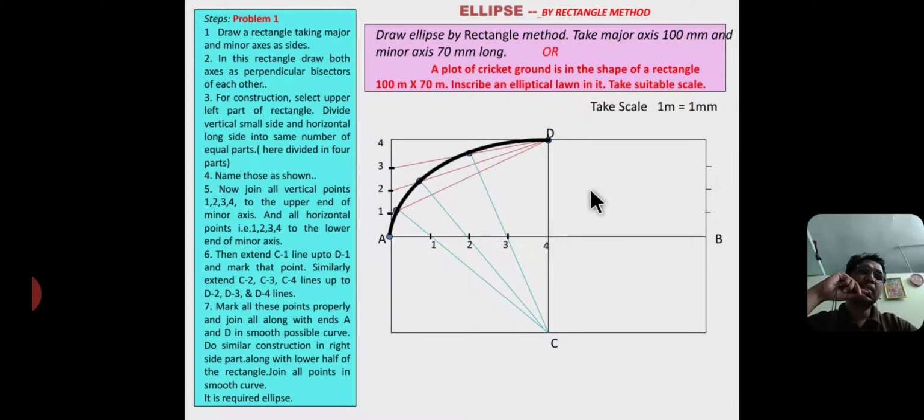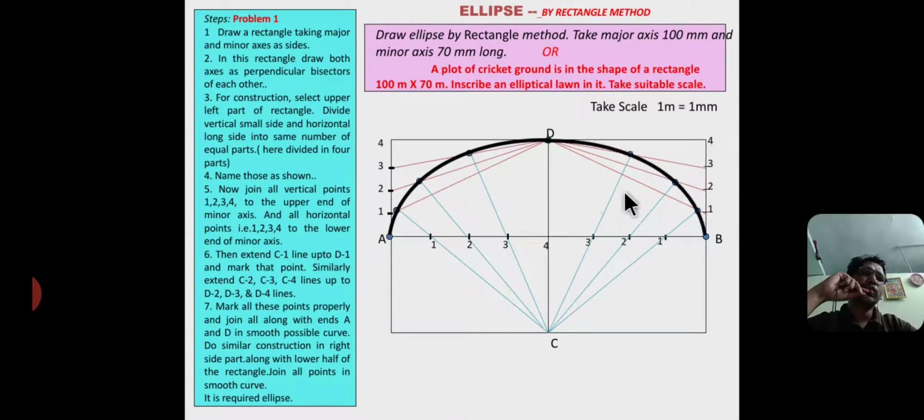Repeat the same procedure. Divide this vertical line into 4 equal parts and divide this horizontal line into the same number of equal parts, and draw inclined lines. C1, 1, C2, C3 and C4. These are the corresponding intersecting points. Now we completed the half portion of the ellipse.